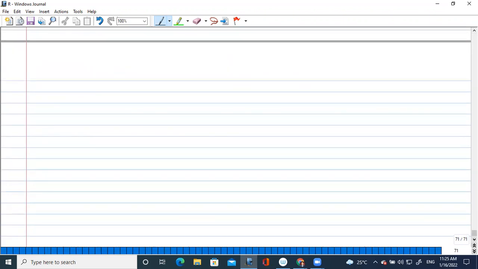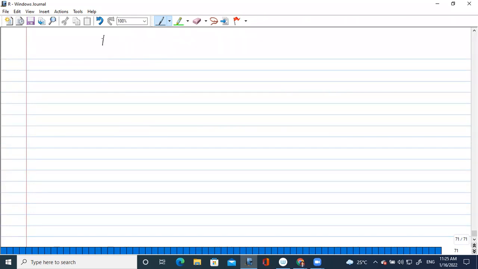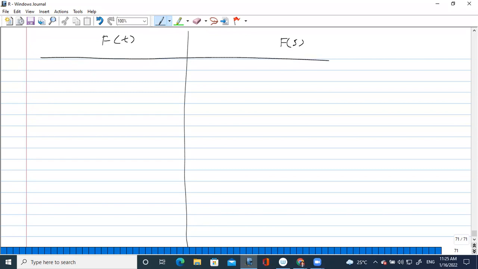So you can make a table. Here you can write f(t). Here you can write F(s). In this table, number 1, f(t) is 1, so what was the answer? 1 by s. Then f(t) is e to the power at, and the answer was 1 upon s minus a. The condition here is that this complete thing should be positive, so s should be greater than a.